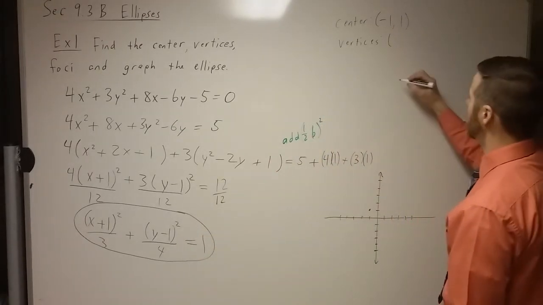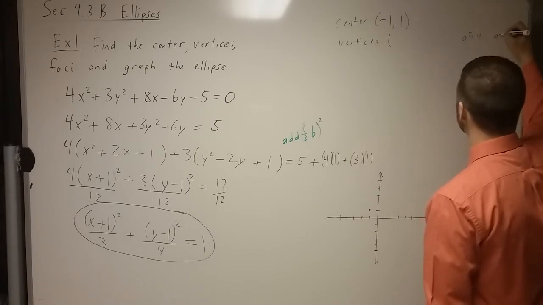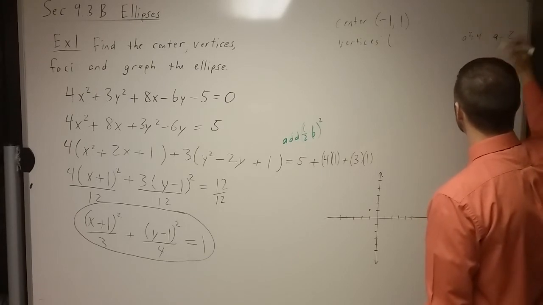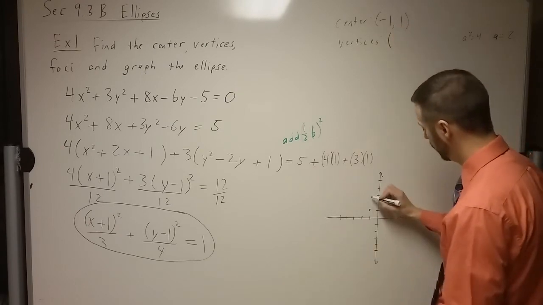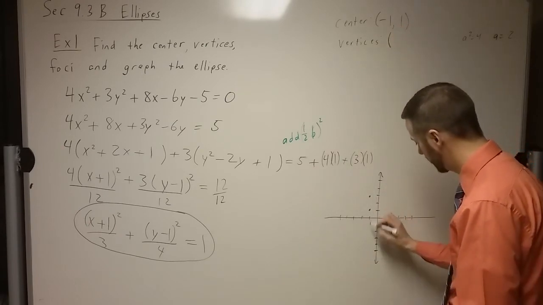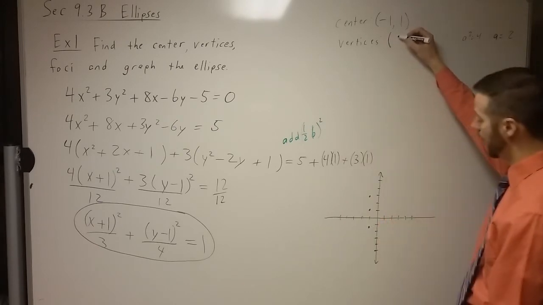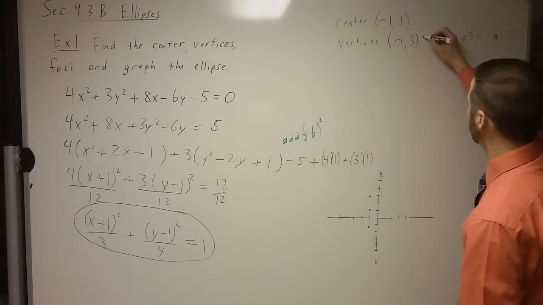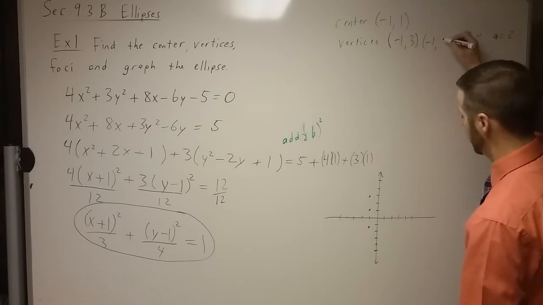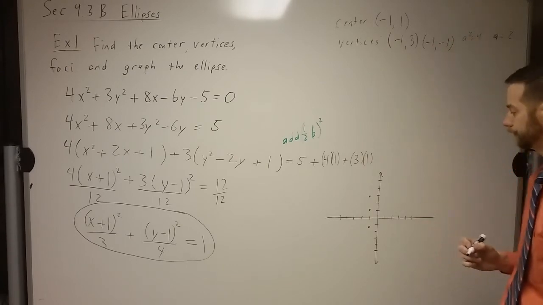So if a squared is 4, that means a is 2. And so for the vertices, I'm going to have to go up and down 2 units. So I'm going to go up 2 units, down 2 units. There's the vertices. And so the coordinates here are at -1, 3. And then the other one is at -1, -1. So there's the coordinates of the vertices.